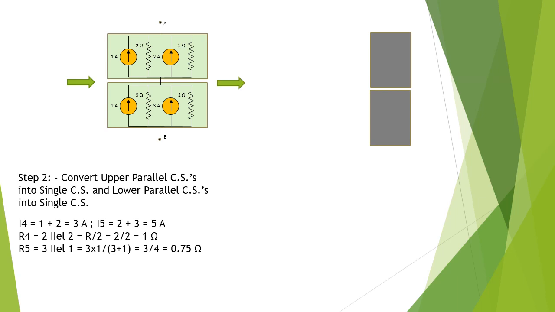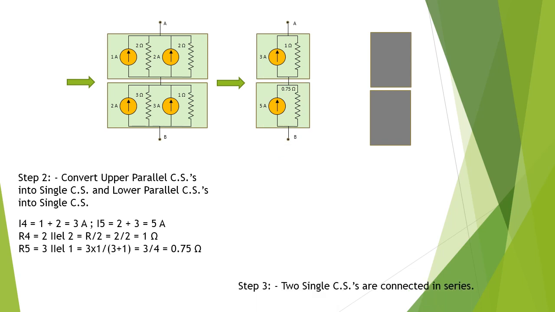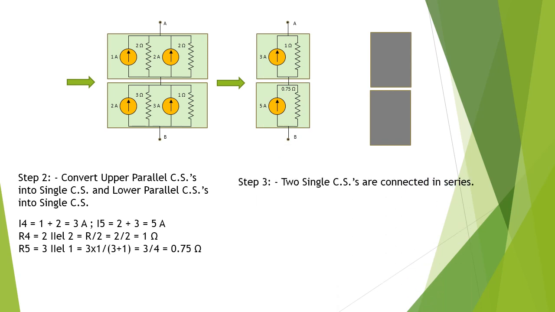Now replace those upper and lower parallel current sources by single current sources. You get 3 ampere having internal resistance 1 ohm, and 5 ampere having internal resistance of 0.75 ohms. Now step 3: two single current sources are connected in series. This conversion makes the series combination of the two current sources.